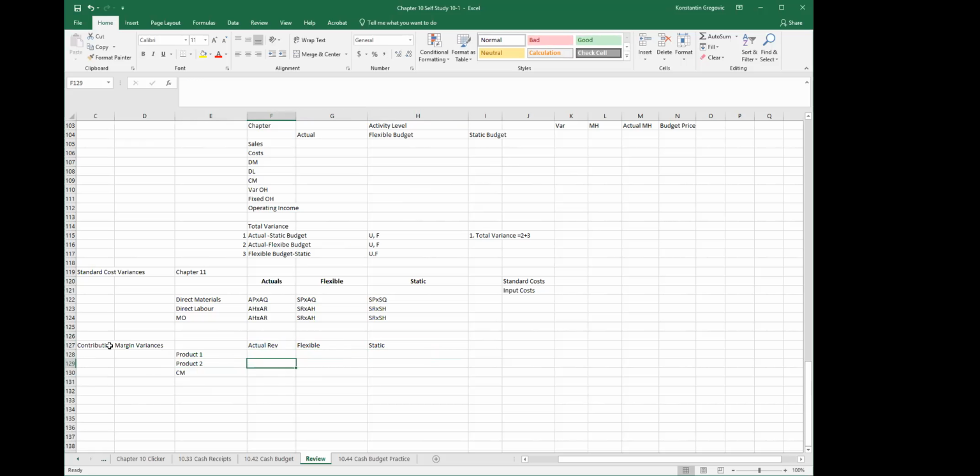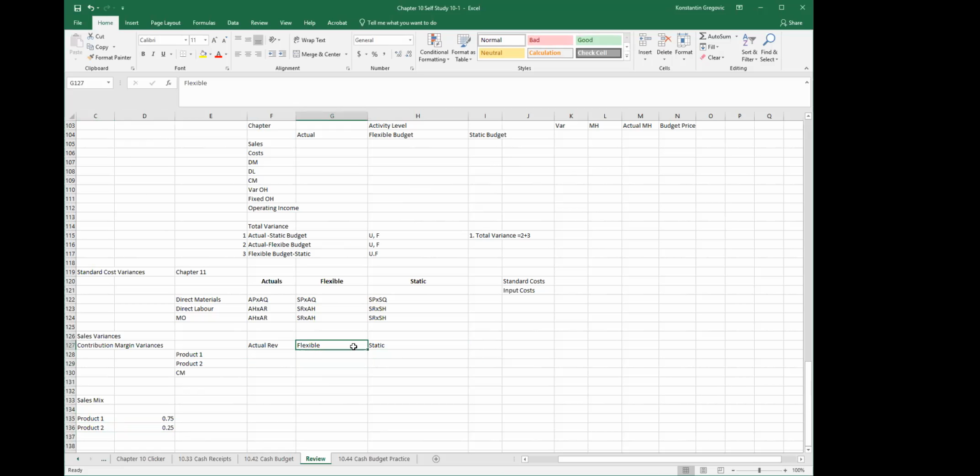So we'll go over in detail contribution margin variances. There's two. There's sales variances, and contribution margin variances, something called sales mix. Sales mix, let's say you have two products. Product one maybe sells 75% of it, so 75% of sales is product one. Product two may have 25% of sales. So the sales mix variances are going to be in between here.